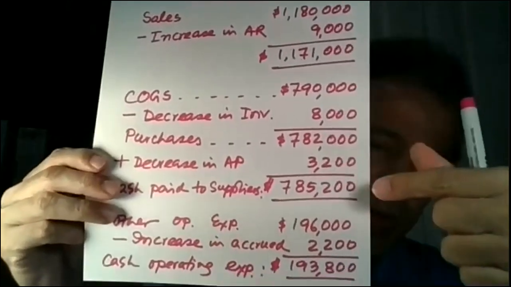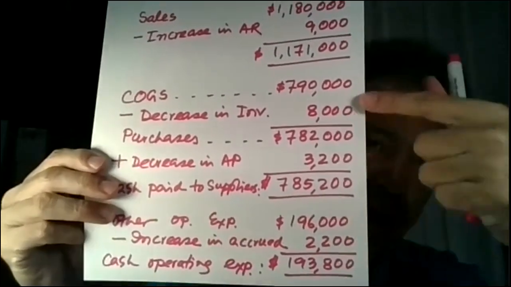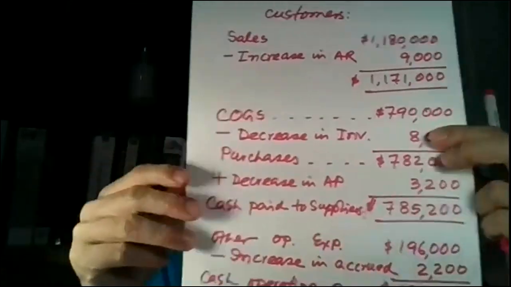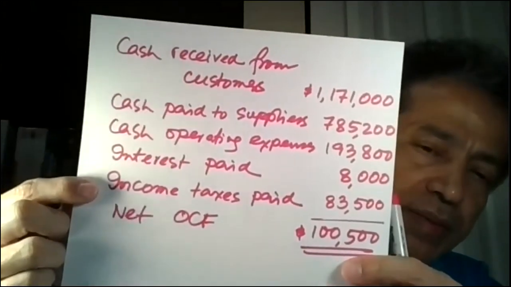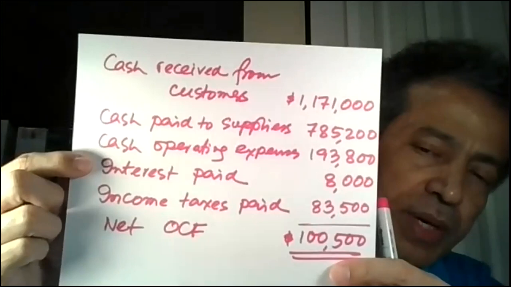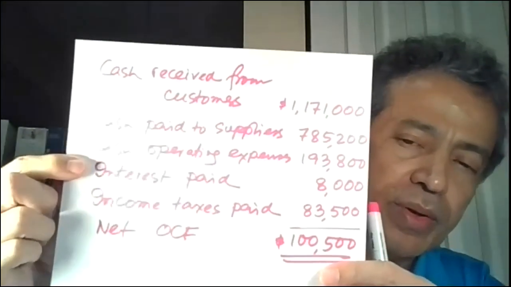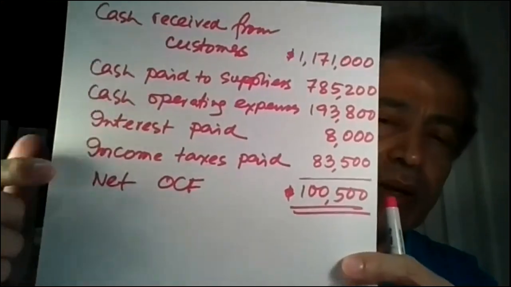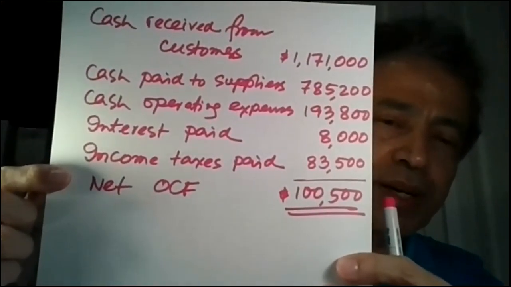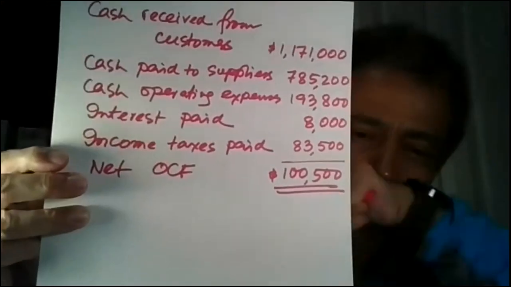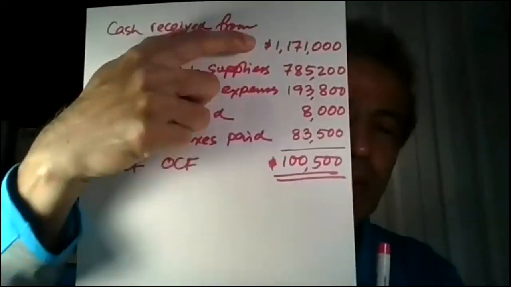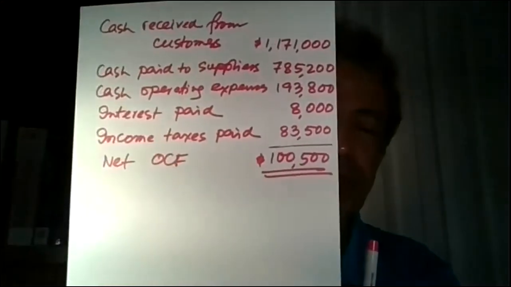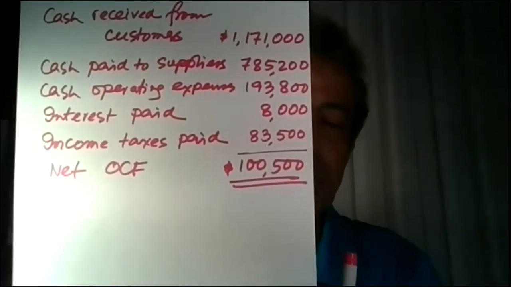So we have this inflow, one outflow, second outflow, and then two more, interest paid and taxes paid. Interest paid was exactly the income statement amount because there was no interest payable or accrued interest. Taxes paid was slightly different because the income statement shows 83,000, but the balance sheet shows that we have reduced our payable by $500. So that means we actually paid $500 more. And once we added these numbers, we got the same OCF as we did under the indirect method.